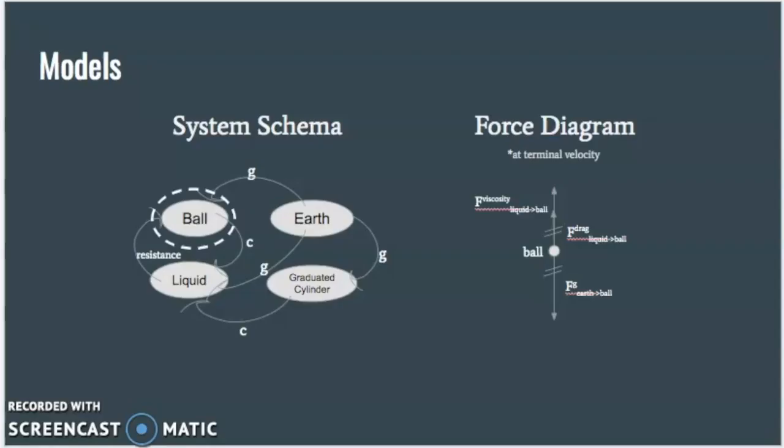The two models used in this lab were the system schema and the force diagram. In the system schema, the main object in the system, and the only object in the system, was the ball. The Earth had a gravitational force on the ball, the liquid, and the graduated cylinder. The liquid had a contact force with the graduated cylinder, and the ball and the liquid had contact and resistive forces between them. In the force diagram, at terminal velocity, the force of viscosity of the liquid on the ball plus the force of drag of the liquid on the ball is equal to the force of gravity of the Earth on the ball. This is because it is at terminal velocity.